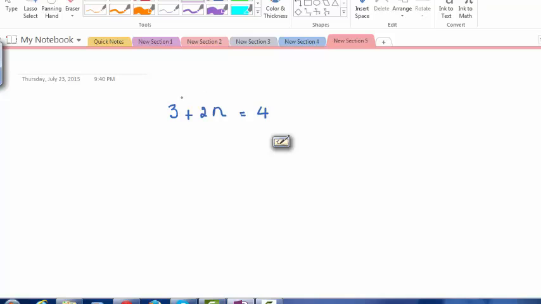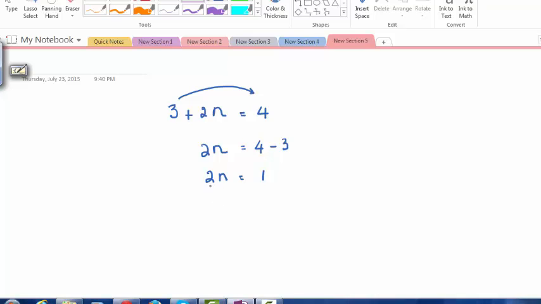So the first thing we're going to say, why don't we switch the 3 to the other side? I'm going to ask the 3, what is your sign, 3? The 3 will tell me, I'm positive. Okay, if you want to switch to the other side, you will be negative. Excellent. So 2n is finally going to be equal to 1.